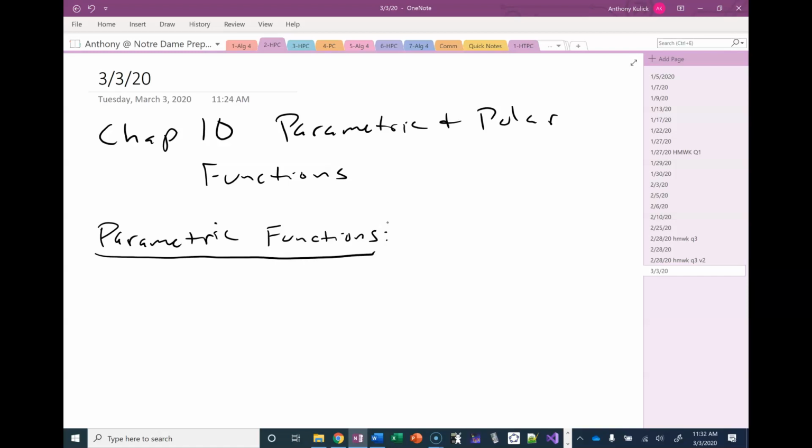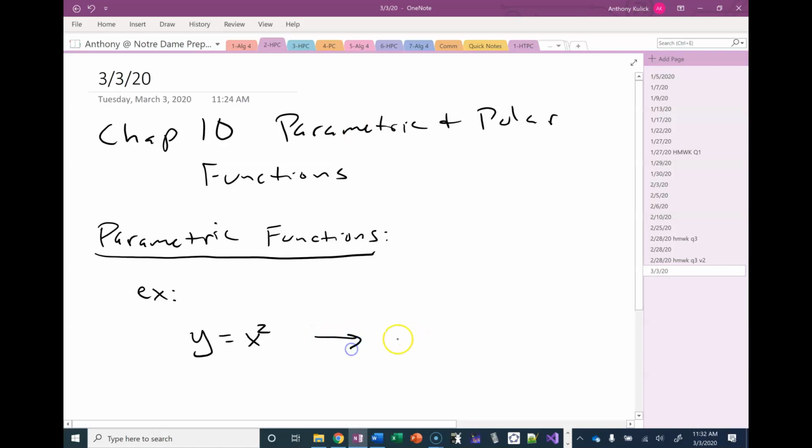So a parametric function is not like a type of function in the way that we think about an absolute value function or a logarithmic function. Rather, a parametric function is a different way of writing a kind of function. So, for example, we write something like y equals x squared. That represents a function, right? Everybody's okay with that?